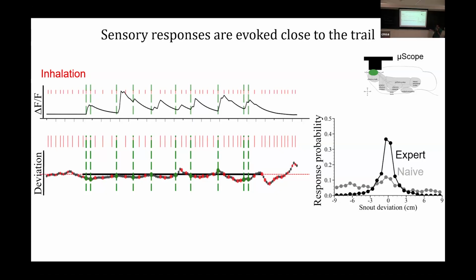The only thing I want to say here is that the response probability of glomeruli essentially is higher in animals, especially expert animals, close to the trail. So in other words, in the expert, there are sensory responses close to the trail when the animal is actually tracking the trail well.